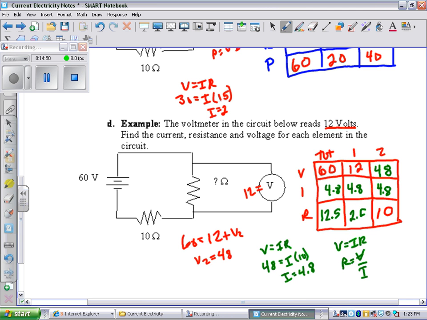And again, we have a check. The R rule says the resistances should add. So our resistor 1 of 2.5 plus a resistor 2 of 10 gives me a total of 12.5, and it matches what we got in the chart. So we know we did it correctly.